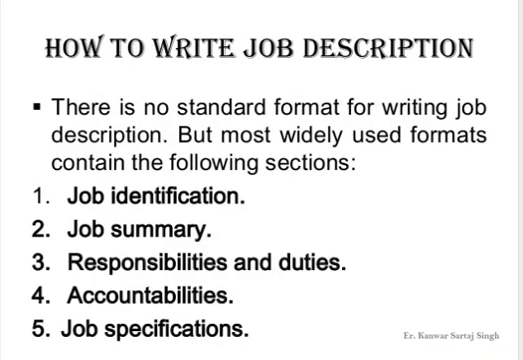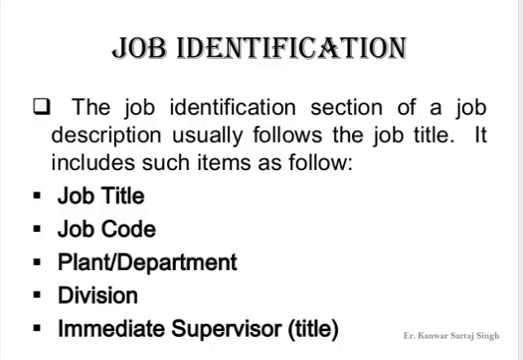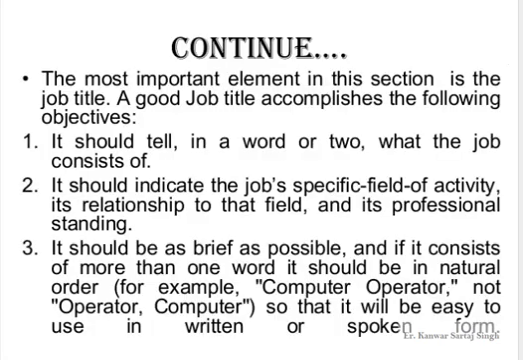Now, how to write a job description? There is no standard format, but most widely used formats contain the following sections, as we have discussed earlier: job identification, job summary, responsibilities and duties, accountabilities, and job specifications. So first is job identification. It includes job title, job code, plant, department, division, and the immediate supervisor's title is also mentioned.